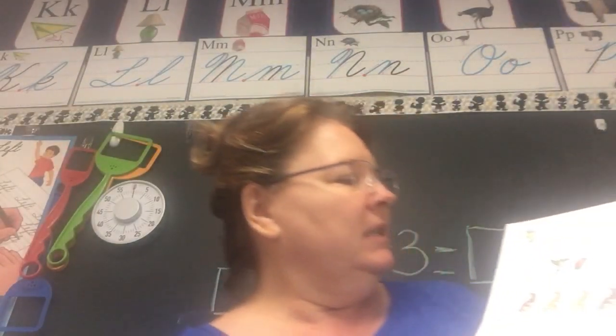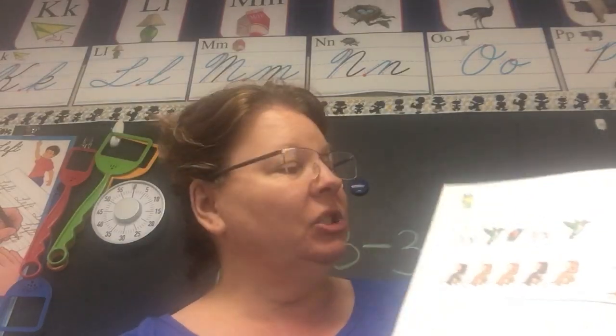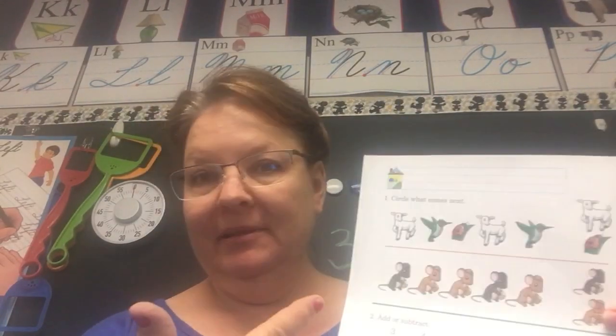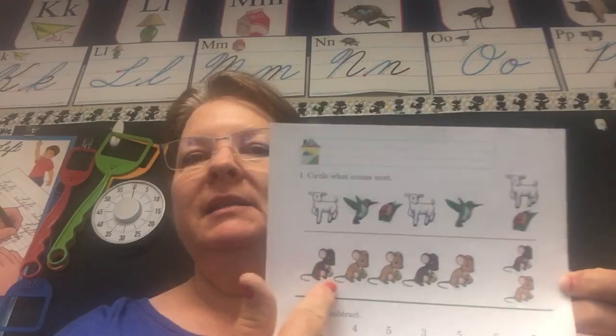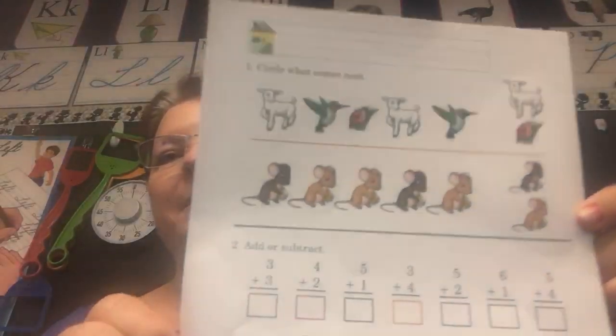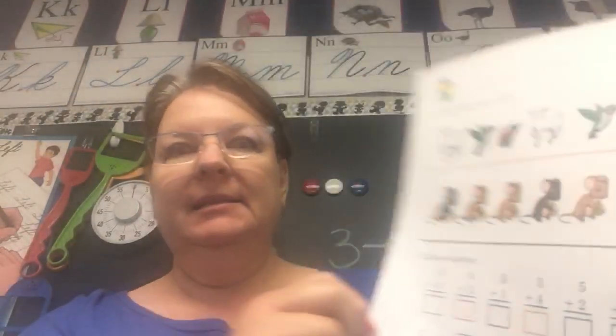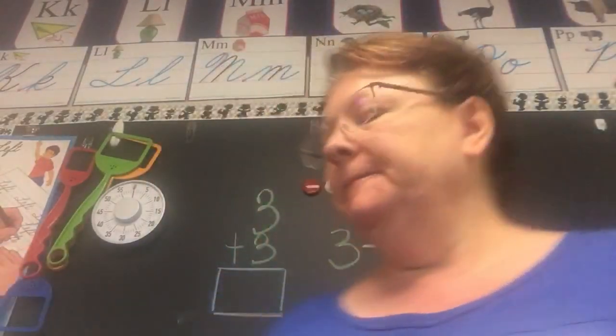All right, so the top part, this is just like the first 6 weeks of school. You are going to circle what comes next. All right, you have a pattern. Look at your pattern and see what would be next. Right here, you would circle your answer. Same on the second row. On number 2, you are going to add or subtract. Add or subtract. All right, let's look at the board.